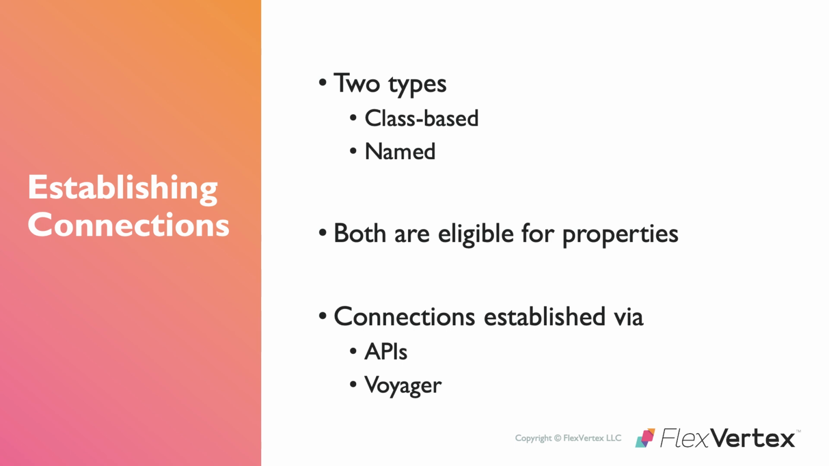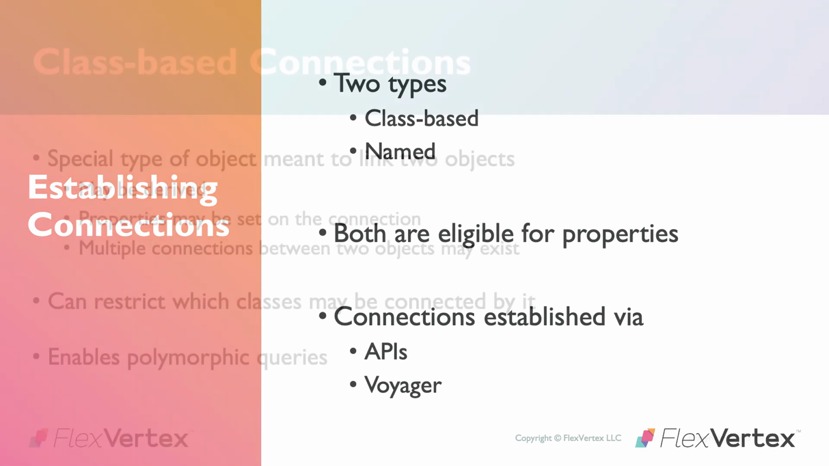As we've described throughout this course, everything in FlexVertex is stored as an object. This includes connections, which may be either class-based or named. Regardless of the type of connection, you're also welcome to associate properties with it. These properties can be searched as the precursor to larger, cross-multiverse voyages. This further expands your query capabilities. In a few moments, we'll show you how to create a connection. For now, note that you may establish them via any of our APIs as well as Voyager.